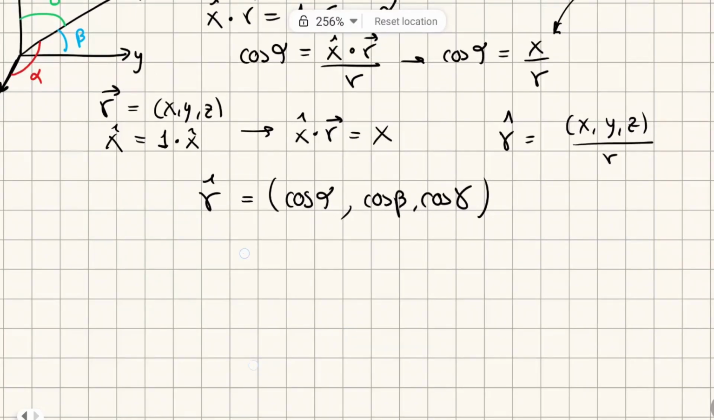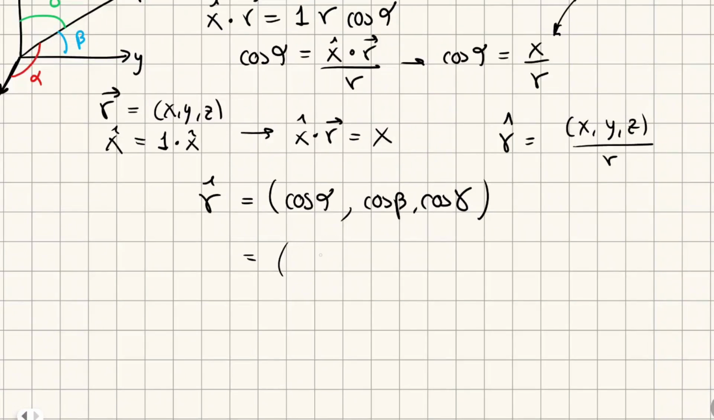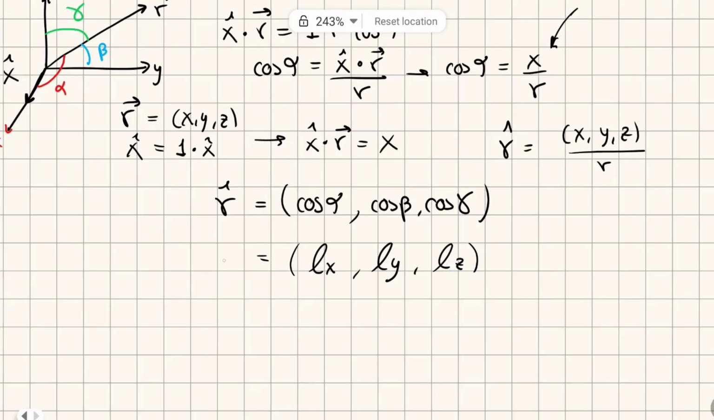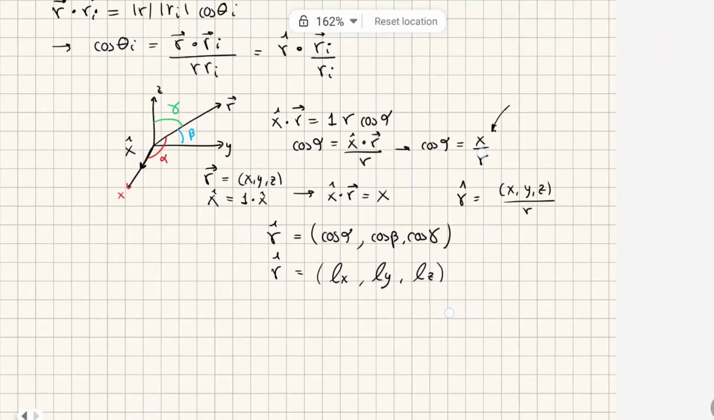To make it simpler, we are going to define the direction cosine of alpha as Lx, cosine of beta as Ly, and cosine of gamma as Lz. These are the direction cosines for r. So this is the unit vector r.